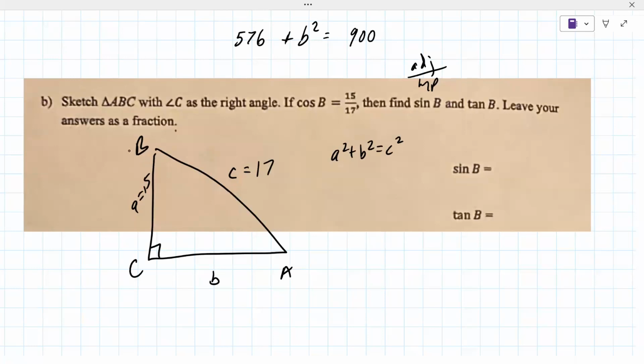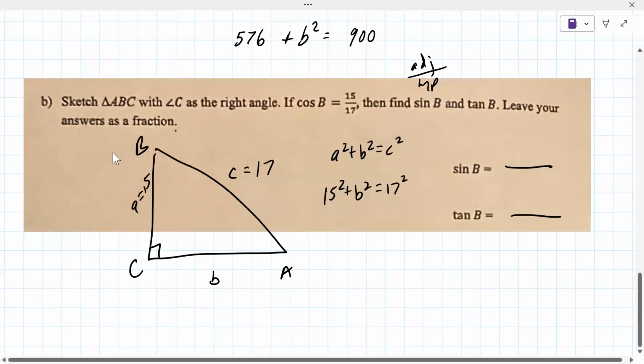C equals 17, A equals 15. So then A squared plus B squared equals C squared. I'll just insert those numbers: 15 squared plus b squared equals 17 squared. 15 squared is 125, I believe.